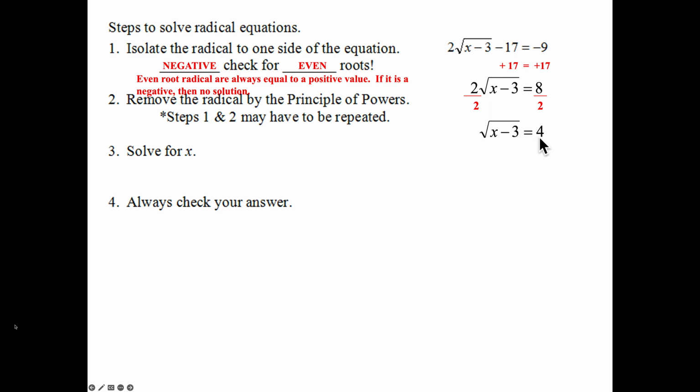But because it's an even number, I'm going to go to step 2 by removing the square root with my principle of powers. So we're going to keep going by squaring both sides to get x minus 3 is equal to 16. The square root and the power of 2 cancel. We finish solving for x. We add over the 3 to get x equals 19.